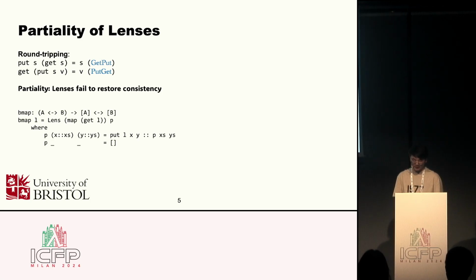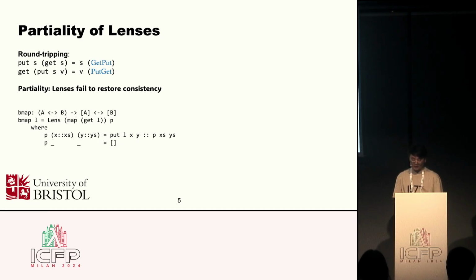as a higher-order lens. The put direction will first pick the head elements of both source and view list and apply the backward transformation on them. The rest of both lists are processed recursively in the same way. Now, if any of the lists are empty, the backward transformation will simply return the empty list. This lens is partial, as it cannot restore consistency when the view list is updated to be longer than before.